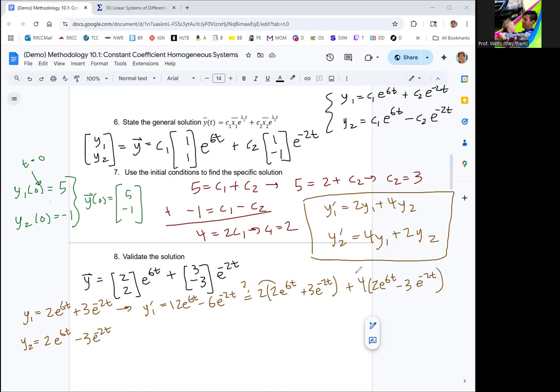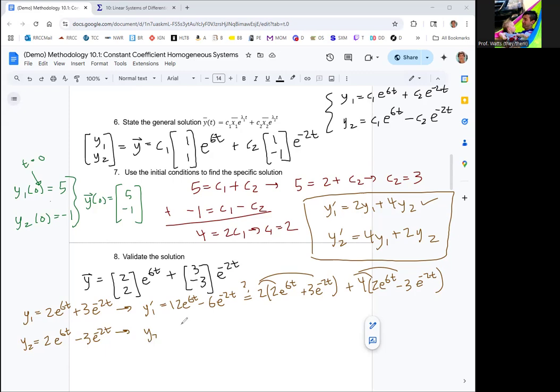And distributing, and then combining like terms, the e to the 6t is 12 e to the 6t, and then the e to the -2t is 6 minus 12 is -6. And then you're looking for agreement between those two expressions, which are the left and right sides of the differential equation. And they match, which means that checks off. Right. Let's do the other one.